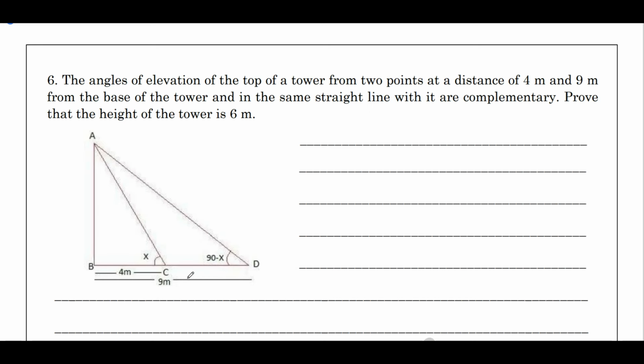Identify the right angle triangle ABC. Identify another right angle triangle ABD. Apply the tan ratio. Tan of 90 minus theta becomes cot theta. Multiply tan theta into cot theta. You will get AB square equals 36. AB equals square root of 36. AB equals 6 meters. Very simple problem.